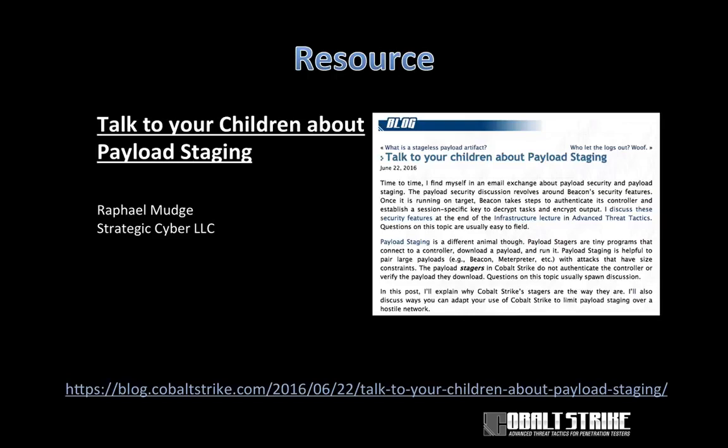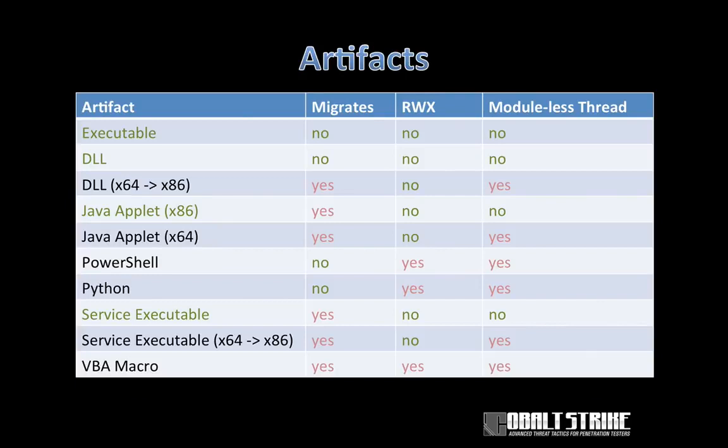I wrote a blog post on this back in 2016 called Talk to Your Children About Payload Staging. That blog post contains my advice for how to adjust your operations to take advantage of stageless payloads over actions that happen to use payload staging. I highly recommend looking at it. Again and again, I keep saying the artifact that delivers your payload or payload stager has a lot of influence on which heuristics you have to worry about.